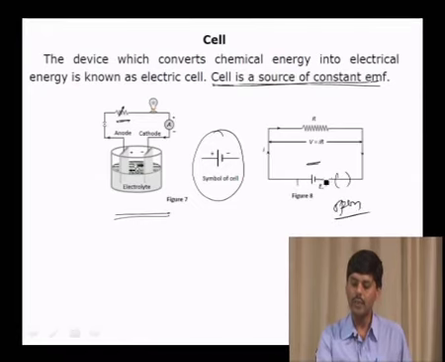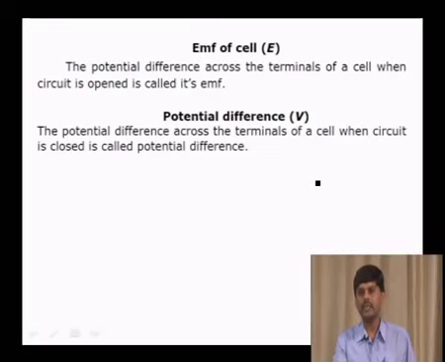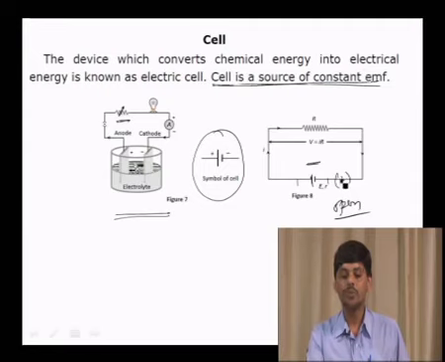If you measure the potential difference across the terminals of the cell, then it is the EMF of the cell. EMF of the cell can also be defined as the amount of work done to transfer 1 coulomb of charge from one terminal to the other terminal of the circuit. This is also called EMF. Next, terminal potential difference. Simply we call it terminal potential difference: the potential difference across the terminals of the cell when the cell is closed. If the circuit is closed, and we measure the potential difference across the cell, then we refer to it as the terminal potential difference.